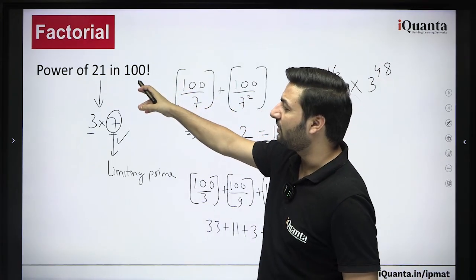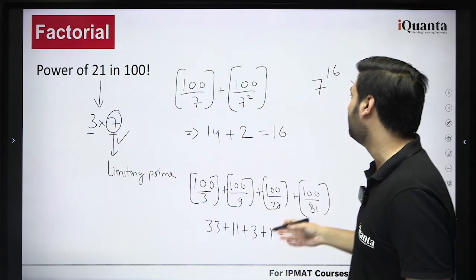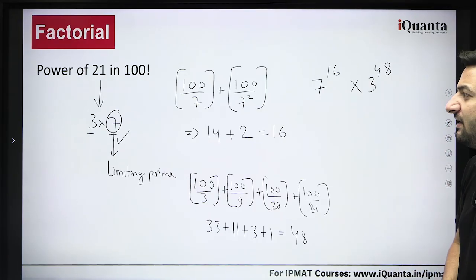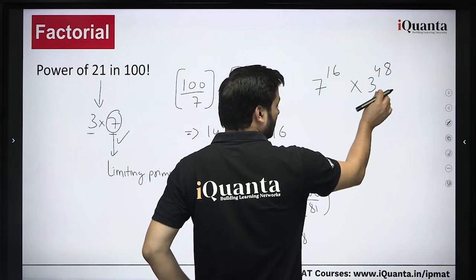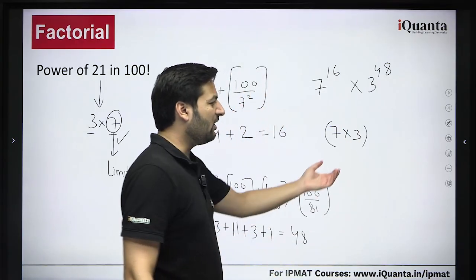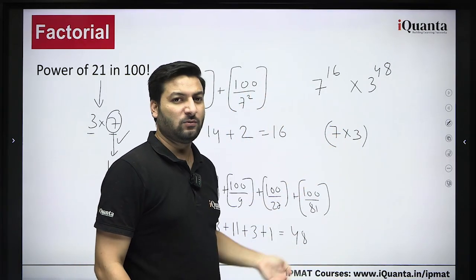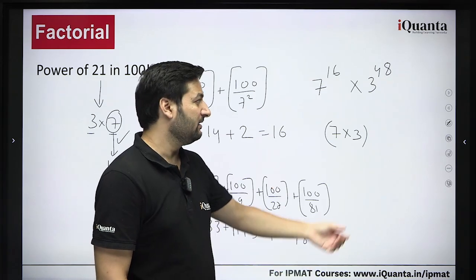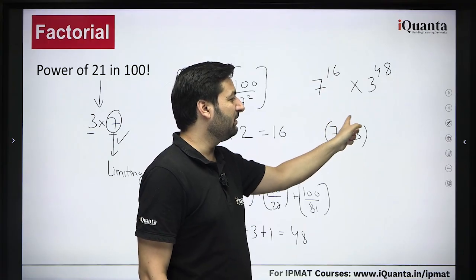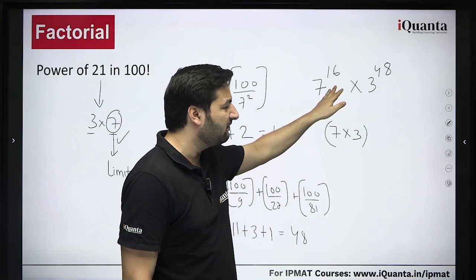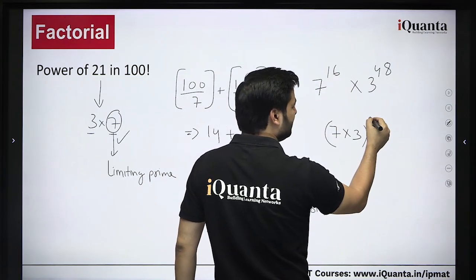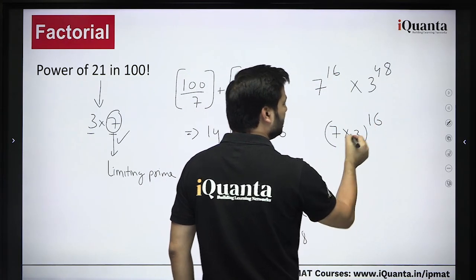So in 100 factorial, I just found the power of 2 primes, 3 and 7, I have written them like this. We need the power of 21 in 100 factorial. To make a 21, we need a 7 as well as 3. So now we will check for 21, what is the maximum power that we can assign. Can you assign power 48 to this? No, because if you assign power 48, 7 will become 7 to the power 48 and we don't have 7 to the power 48, we have 7 to the power 16 only. And that is why, because we have fewer 7s, we can only give the maximum power 16 to 21.